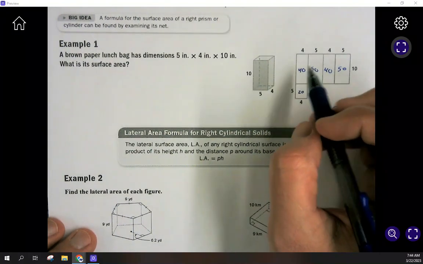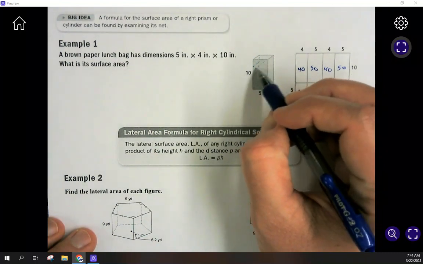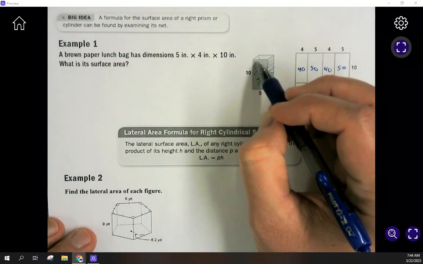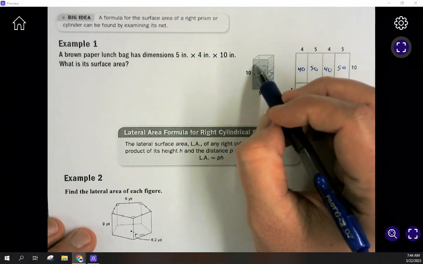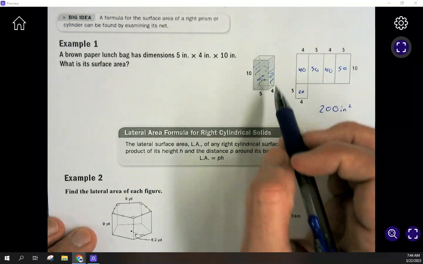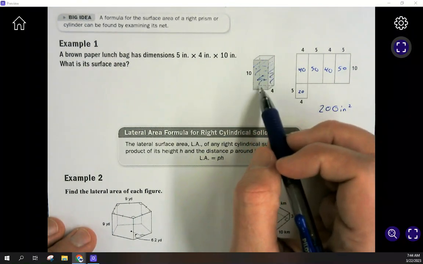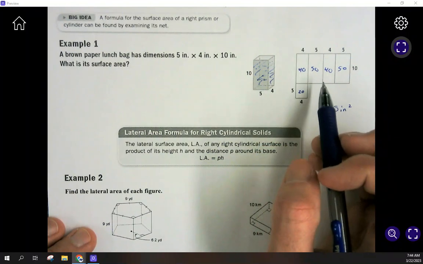Now, what we could have done is found what's called the lateral area. We're going to talk about that. The lateral area is all the area of the lateral sides. We've talked about how you've got the base on the top and the bottom, and the lateral sides connect those bases. So we could just find the area of those and then add the area of the base after that.